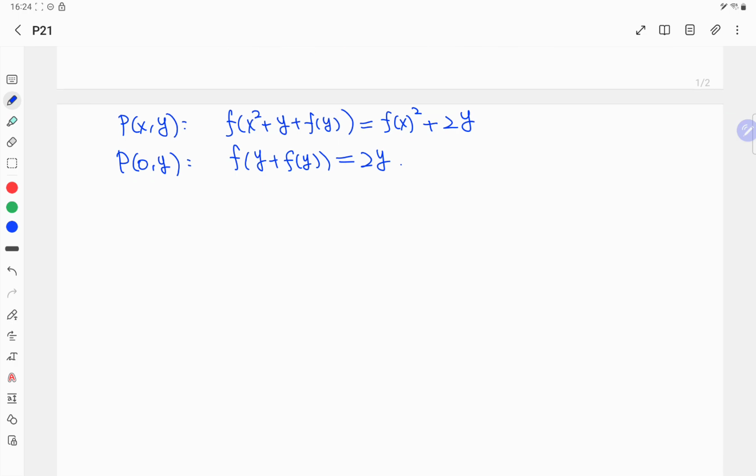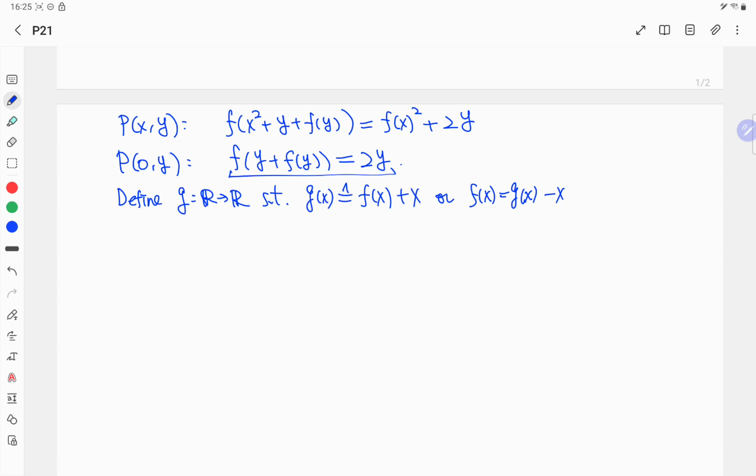Okay, so here let's try to define a function g, which is from real number to real number, such that g of x is actually f of x plus x. Or we can write it as f of x is g of x minus x. Okay, so here from this one we have 2y equals f of y plus f of y.